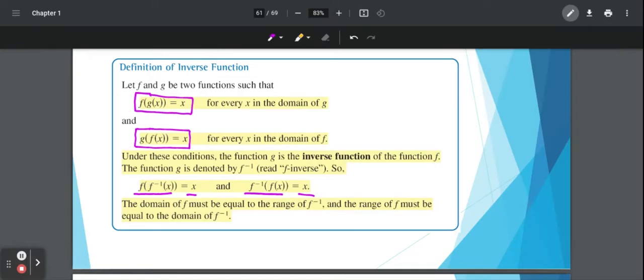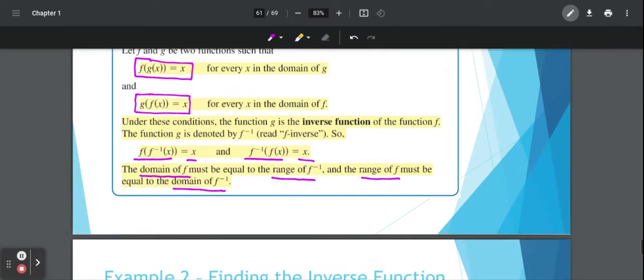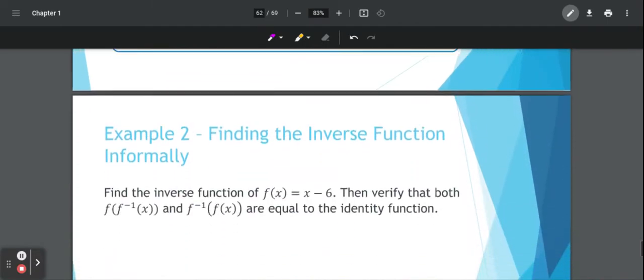The other thing that's interesting is, remember, when we find inverse functions, we switch x's and y's. So what happens is that the domain of the original function is the range of the inverse, and the range of the original function switches to the domain of the inverse. So if you know the domain and the range of the original function, then you just switch those, and those become the domain and the range of your inverse function.